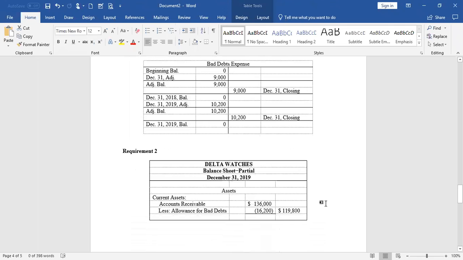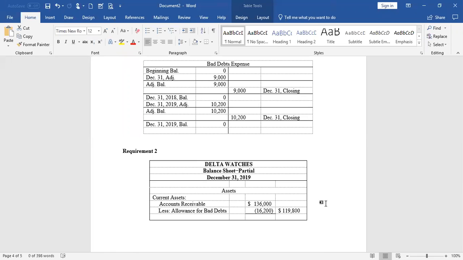Now in requirement 2, they say assume accounts receivable has a $136,000 balance. Well, before this chapter, we would just put $136,000 on the balance sheet. But now we have this contra account to accounts receivable. Just like accumulated depreciation decreased your equipment account on the balance sheet, allowance for bad debts decreases the amount we report of accounts receivable.